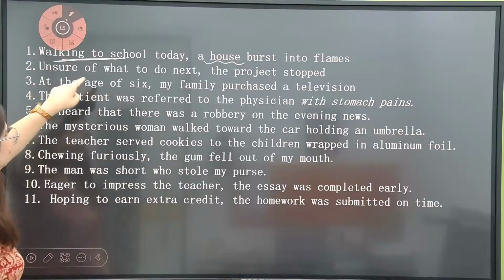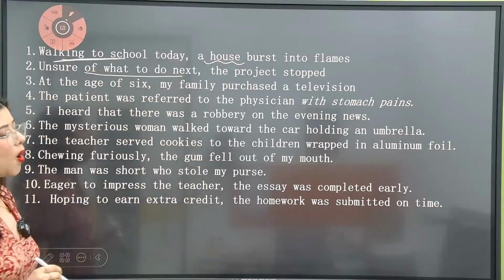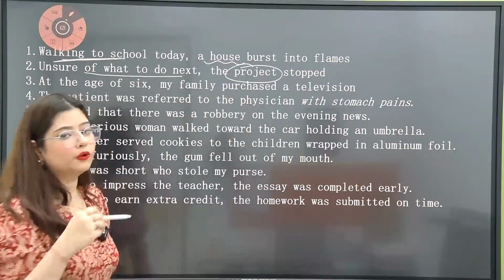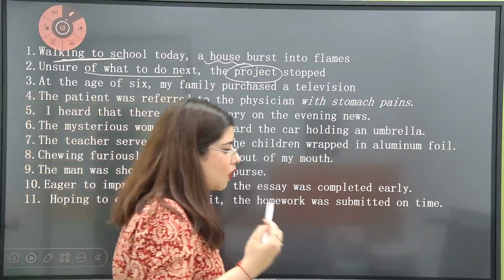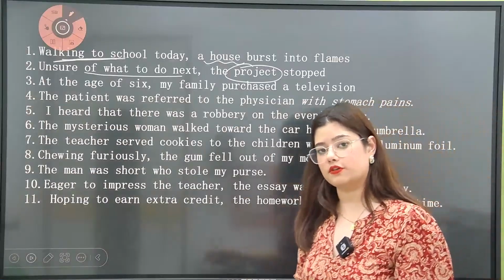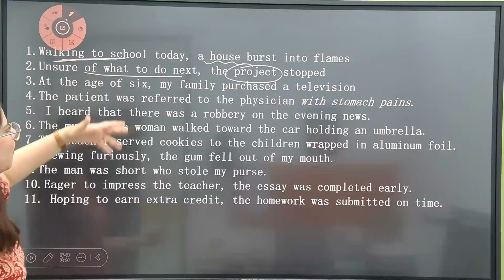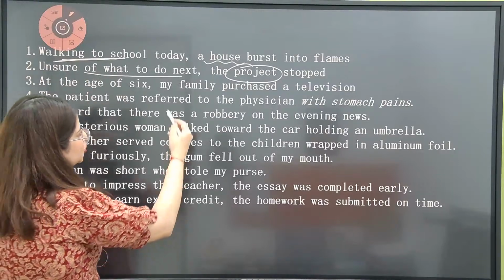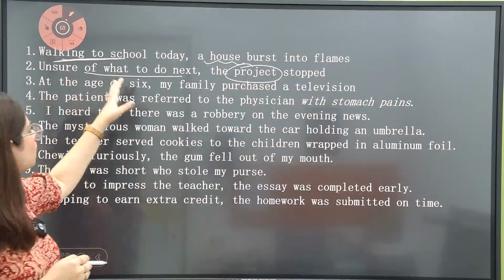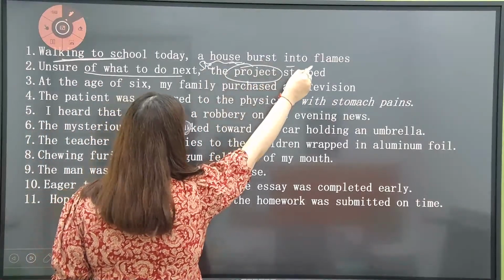Next, unsure of what to do next, the project stopped. Was the project unsure of what to do? Or was some person unsure of what to do? Obviously, some person was unsure of what to do, right? So, unsure of what to do, I could say she stopped the project. Unsure of what to do, she stopped the project.